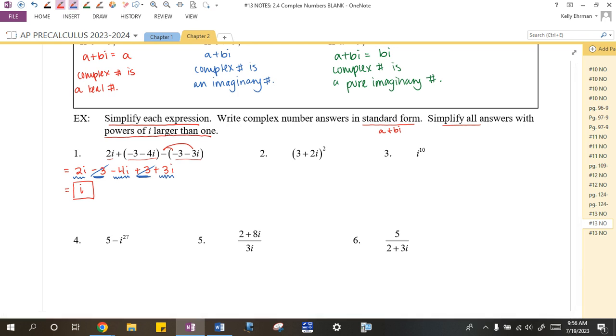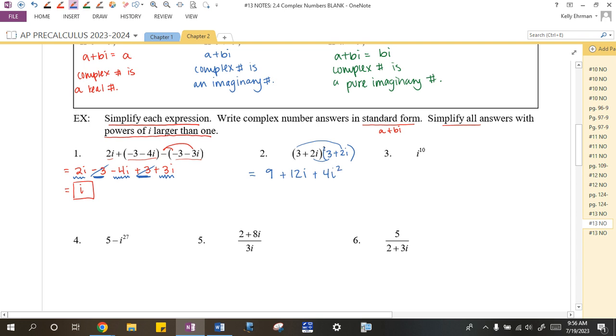Okay, number 2, we are squaring a binomial. Remember what that means. You can use the shortcut for squaring a binomial, or you can show yourself. This really means 3 plus 2i times itself. 3 times 3 will be 9. And then remember, with squaring binomials, you're going to get plus 6i plus another 6i, so you're going to get plus 12i. And then 2i times 2i is plus 4i squared.